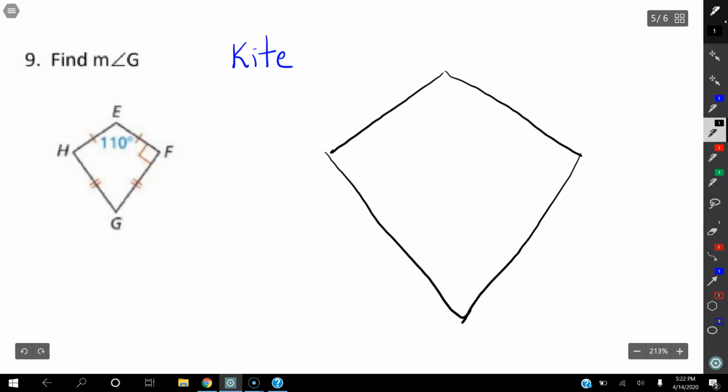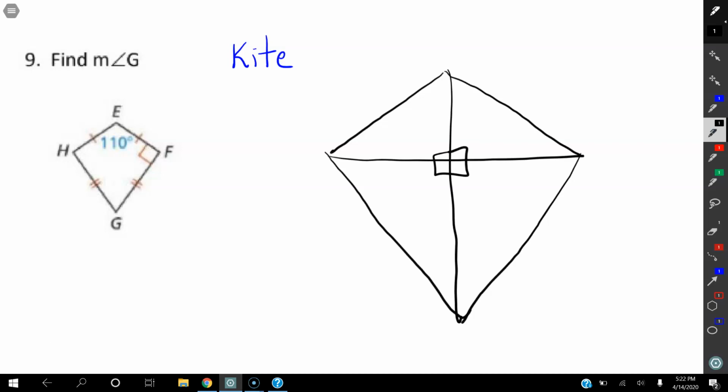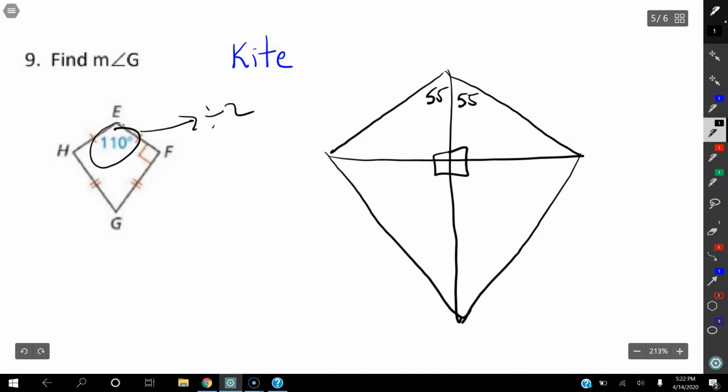All right. So drawing in what we have, if I know that kites are always 90 degrees in there, we have 110 at the top, and that needs to get bisected. So 110 divided by 2 is going to give me a 55 and a 55, which should open the door for a couple things here.